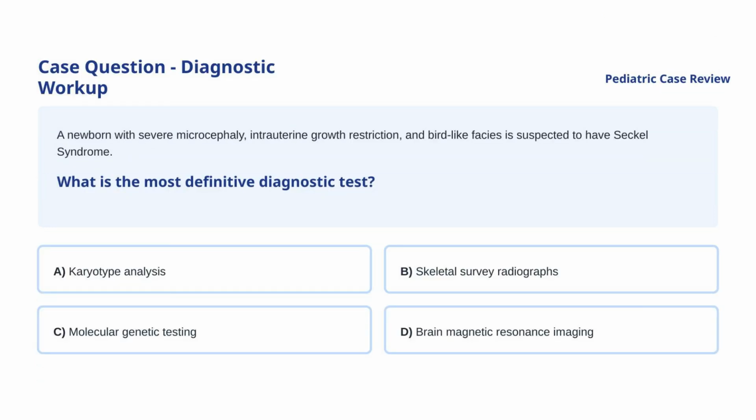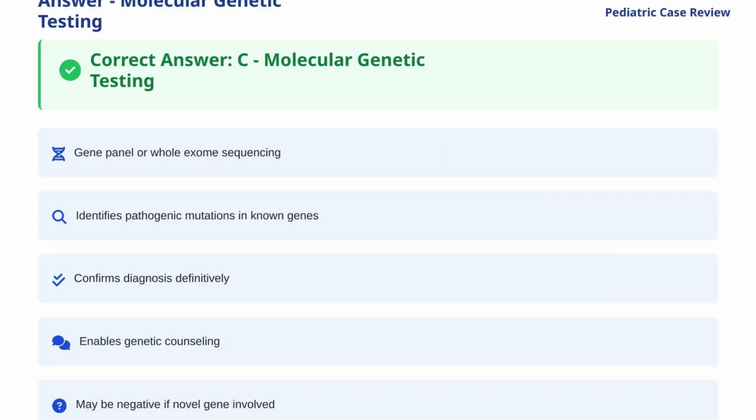Case 15. A newborn with severe microcephaly, intrauterine growth restriction, and bird-like facies is suspected to have Seckel syndrome. What is the most definitive diagnostic test? Option A. Karyotype analysis. Option B. Skeletal survey radiographs. Option C. Molecular genetic testing. Option D. Brain magnetic resonance imaging. The correct answer is C.